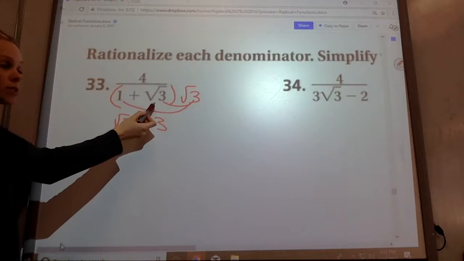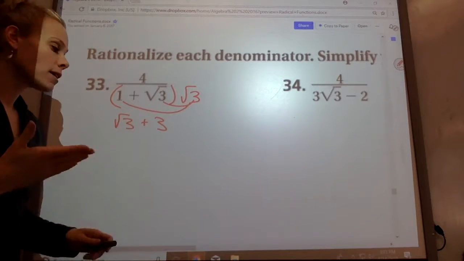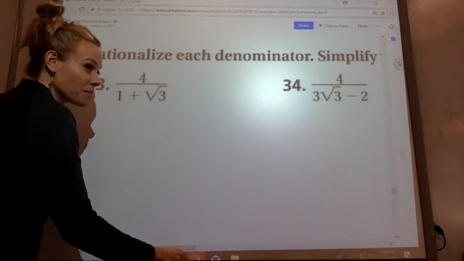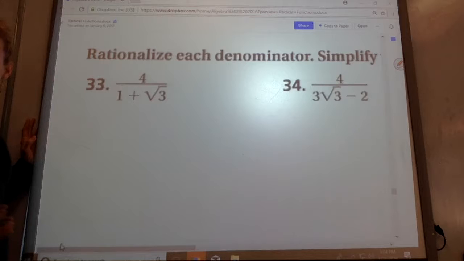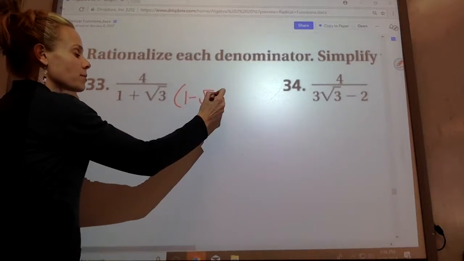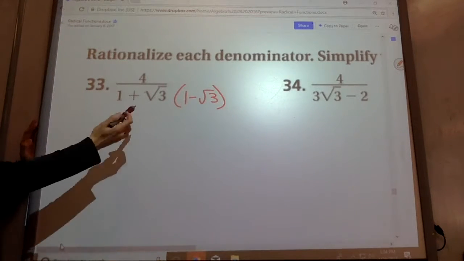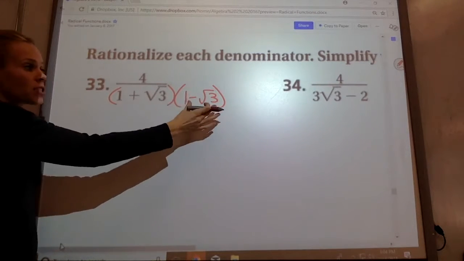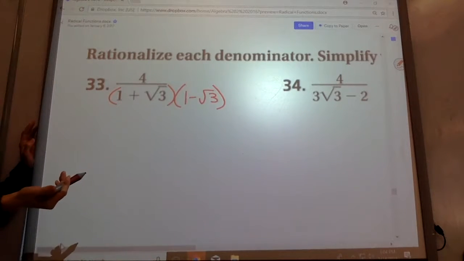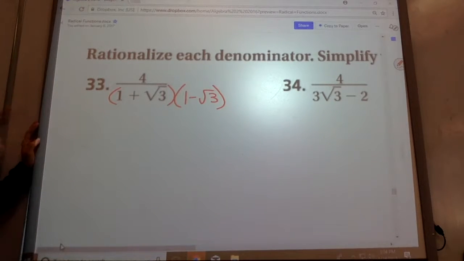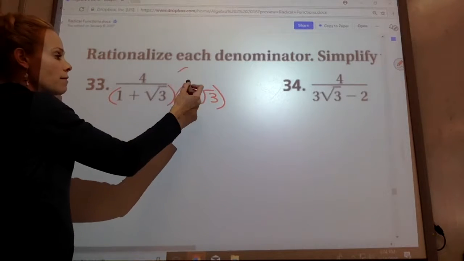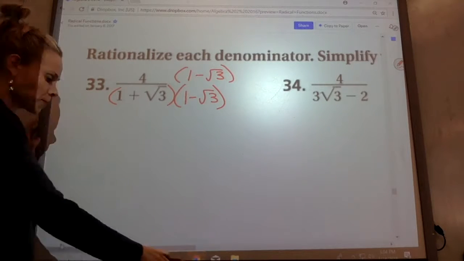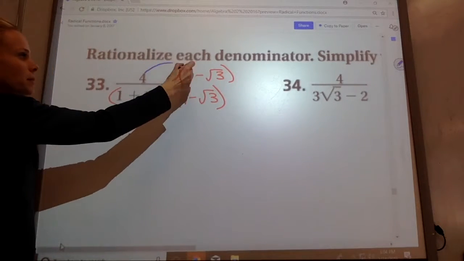So if I have 1 plus square root 3, and I need to get rid of the radical, what can I multiply by? The conjugate. I can do 1 minus square root 3. If I take two terms like this, right, I can multiply by its conjugate pair, and that's going to get rid of the radical. But if I multiply the bottom times 1 minus root 3, I have to multiply the top times 1 minus root 3. Okay.